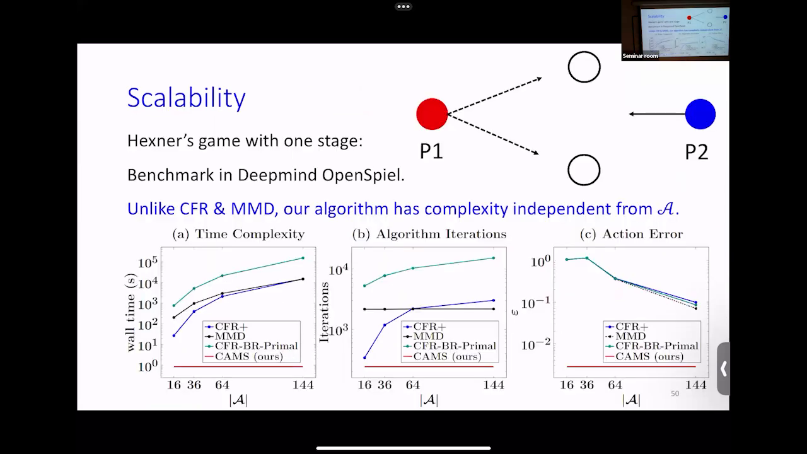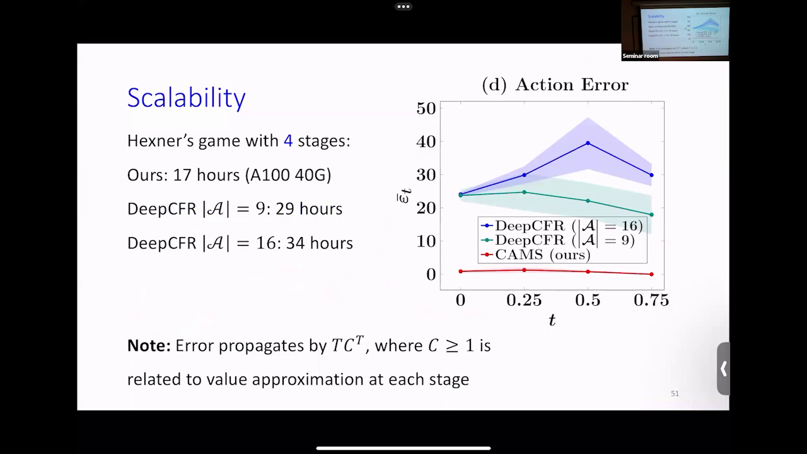Now we have some numerical comparisons with the state-of-the-art imperfect information solvers from DeepMind. Since our algorithm's complexity does not depend on the size of the action space, our algorithm is certainly much faster than these other baselines. Most significantly, it's not related to the size of the action space, which is quite straightforward. And with that, we can solve games with longer time horizons.